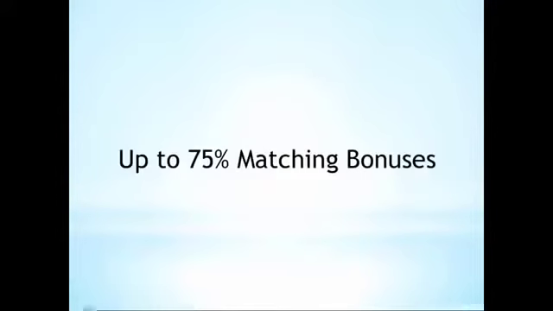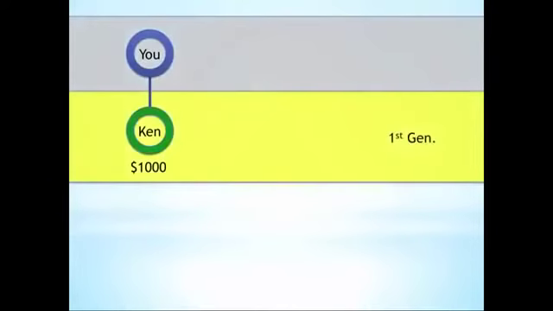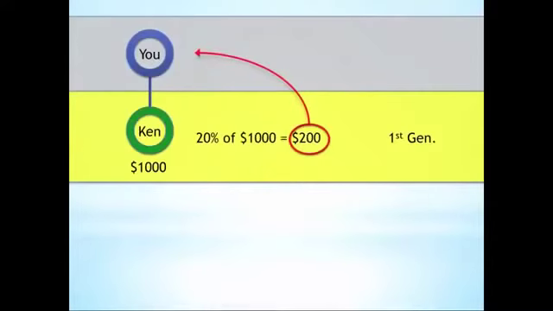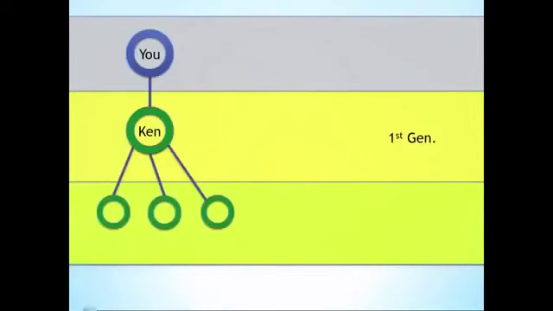Okay, so what does this all mean? Let's look at another example. Let's say that Ken creates an income of $1,000 per week from the cycles that are generated by his team. Because the matching bonus on your first generation is 20%, the computer would add an additional $200 to your check. Now, let's also assume that Ken has enrolled 3 people who are each earning $100 a week from their individual groups. Since you enrolled Ken, he's on your first generation.